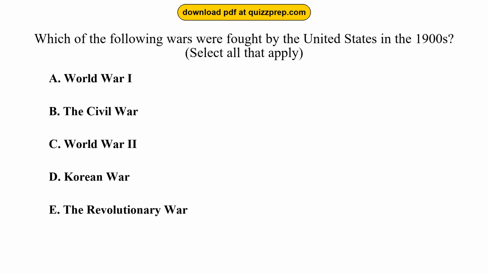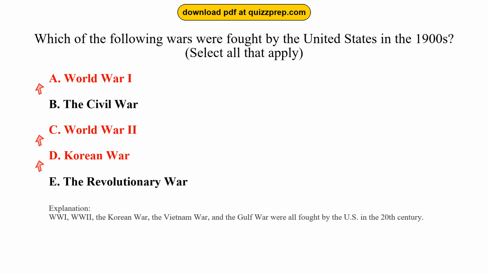Option A. World War I. Option B. The Civil War. Option C. World War II. Option D. Korean War. Option E. The Revolutionary War. The correct answers are options A and C and D. World War I, World War II, Korean War. WWI, World War II, the Korean War, the Vietnam War, and the Gulf War were all fought by the U.S. in the 20th century. Question 34.